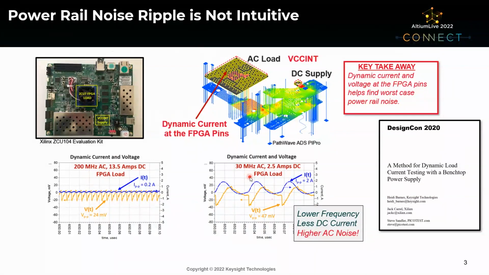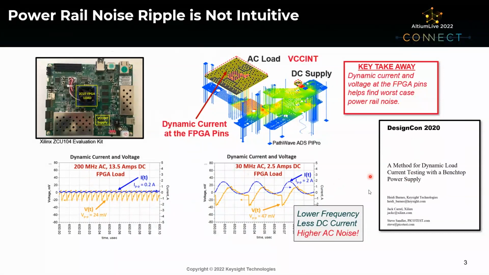And if I actually created a forced load, so I toggled these 400,000 flip-flops on and off at 30 megahertz, even though the supply is only pulling 2.5 amps, it only requires 2.5 amps at this lower frequency, you'll notice that the dynamic ripple on the power rail is almost twice as large, 47 millivolts. So this was not intuitive. Lower frequency, less current draw, and higher AC noise.